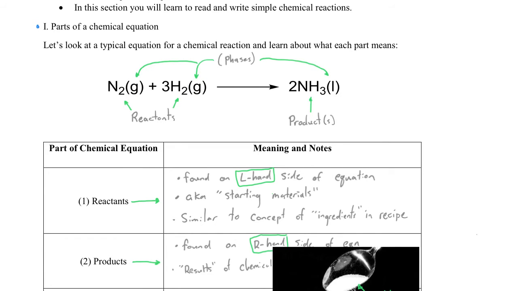We also have hydrogen gas located here, and then the product in this case is ammonia, but notice the phase of ammonia is indicated as an L. That's telling us that ammonia in this example is being formed as a liquid.